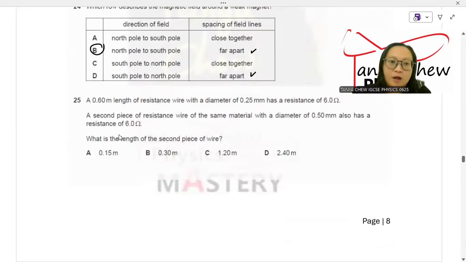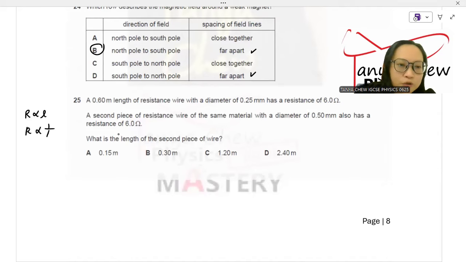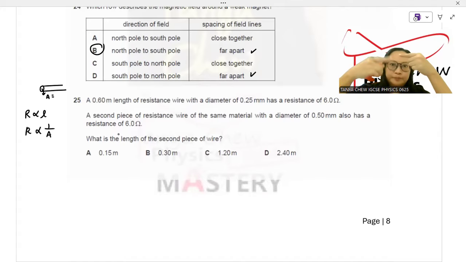Number 25, a 0.6 meter length of resistance wire with a diameter of 0.25 mm has a resistance of 6 ohm. This is a relationship between resistance and other physical quantities. You should remember, resistance is directly proportional to length. Resistance is inversely proportional to cross-section area of a wire. This is a wire. The cross-section of the wire is actually a circle. So to find the cross-section, it is equal to pi r squared.